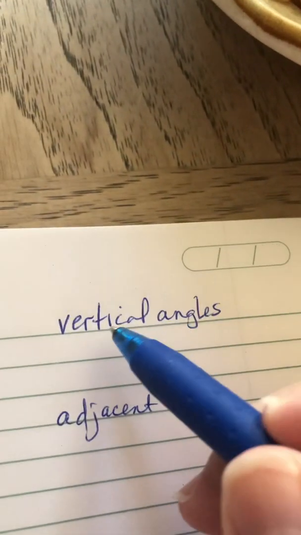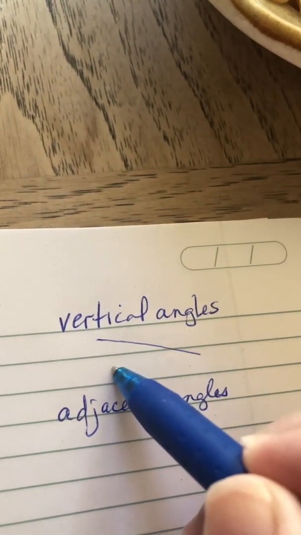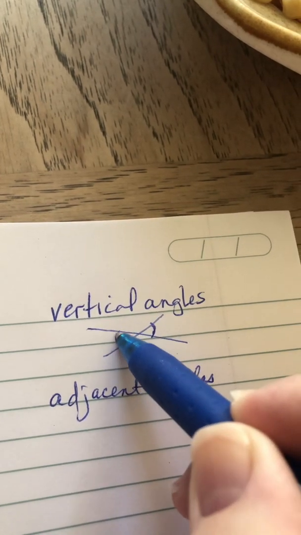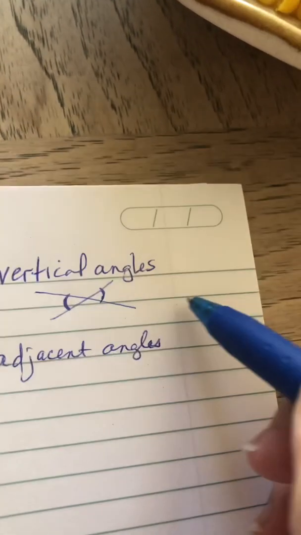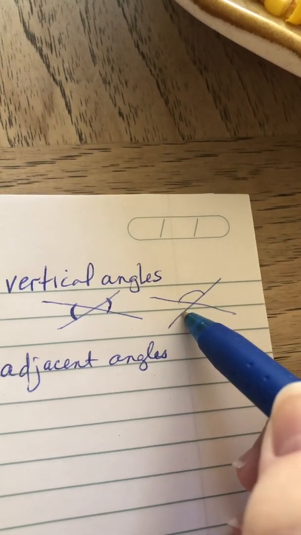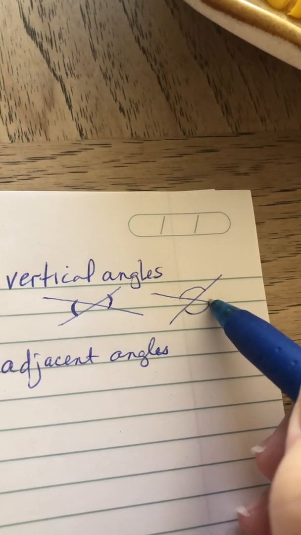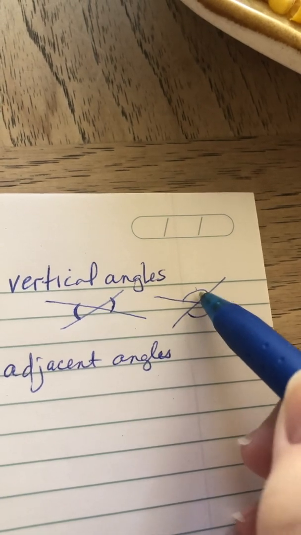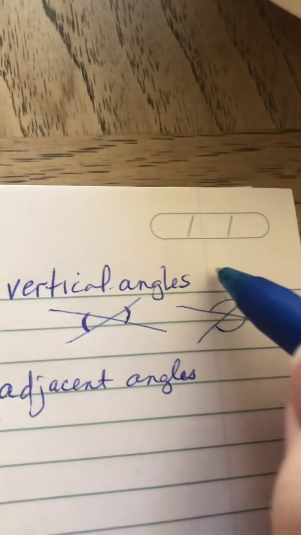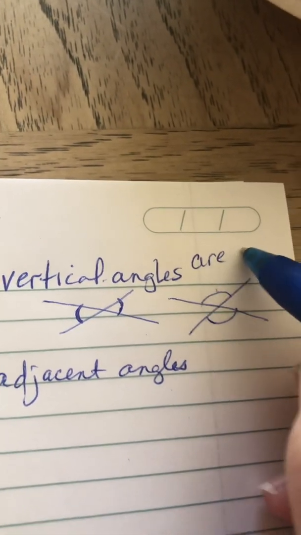Vertical angles are angles that touch each other on their point. So like this angle is vertical to this angle. And the opposite is also true. This angle is vertical to this angle. So that they're nose to nose in a sense, opposite each other. That's a vertical angle. And vertical angles are the same.